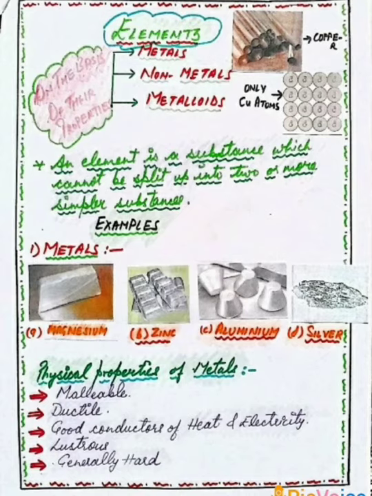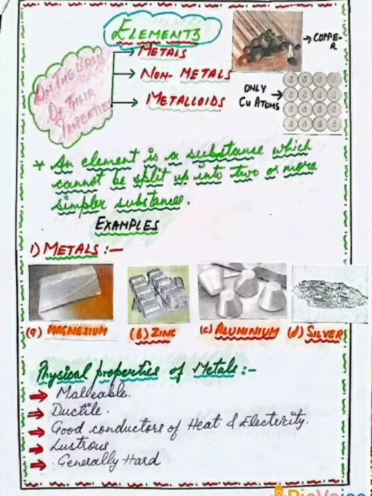Some elements are solids, some elements are liquids, whereas other elements are gases at the room temperature. For example, sodium and carbon elements are solids, mercury and bromine elements are liquids, whereas hydrogen and oxygen elements are gases at the room temperature. Most of the materials around us are made up of the combination of two or more elements.